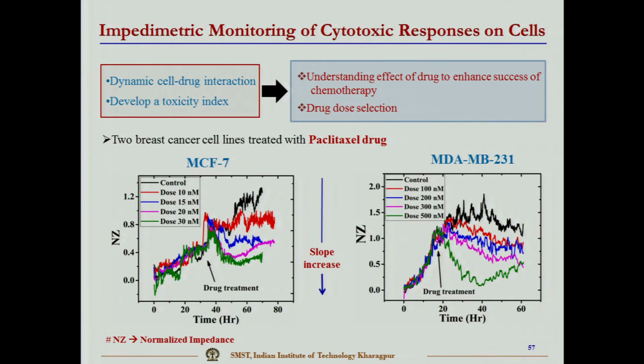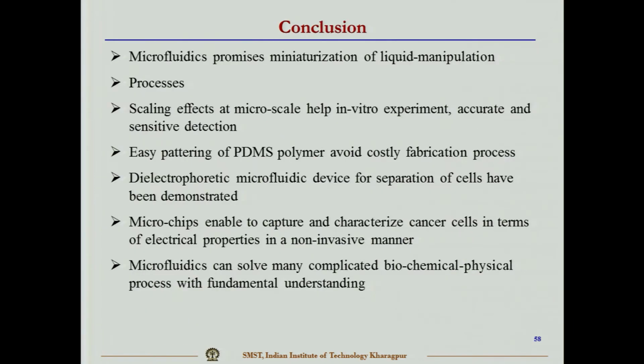Here only 10 to 30 nanomolar is sufficient to kill all the cells, but here it started with 100 nanomolar to 500 nanomolar, the same drug, because it is much more aggressive compared to this one. That is why the total dose requirement is also higher. That has been observed using this bioimpedance study, and here also we did wavelet-based transformation techniques to get the different features of the cells.